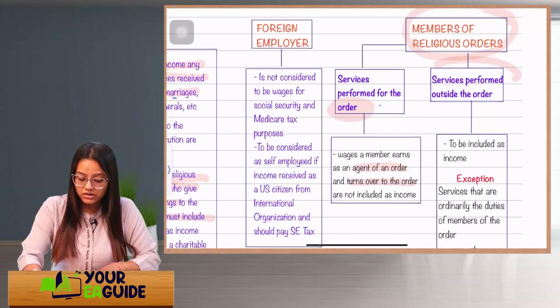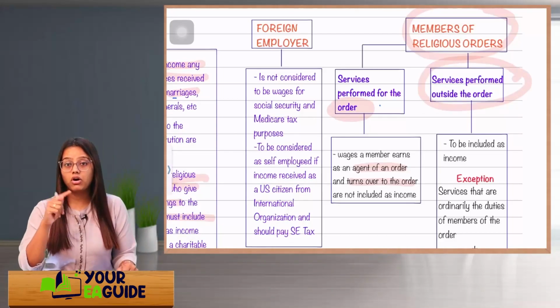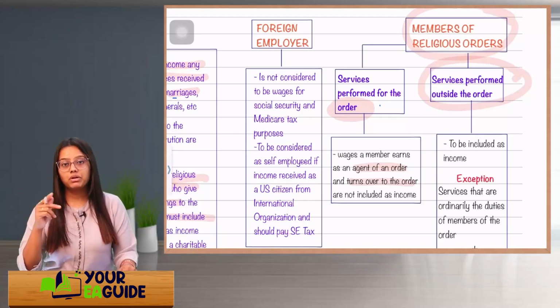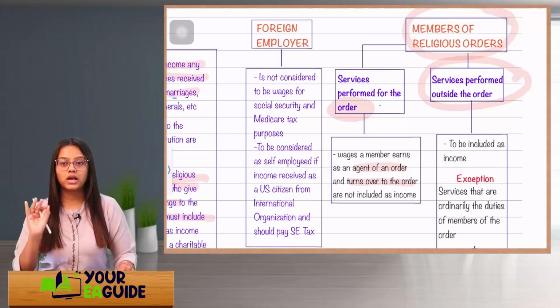Next one is services performed outside the order. Outside the order means the accountant, the lawyer example. Then it will first be included, and when you donate it to the church, it will be excluded in the form of a charitable donation.